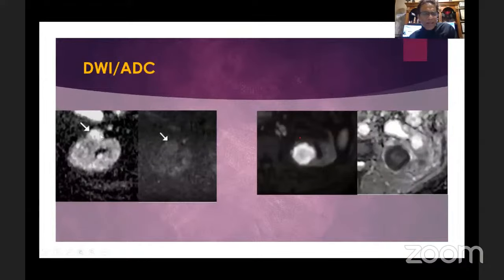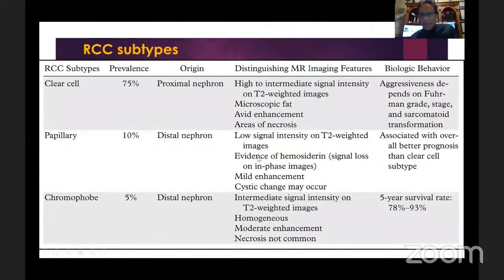So here is a low-grade oncocytoma, which shows hardly any restriction, whereas this is a clear cell renal cell carcinoma. You can see how much restriction is there and low ADC. So very helpful. This is a busy chart, but let's tease it out.